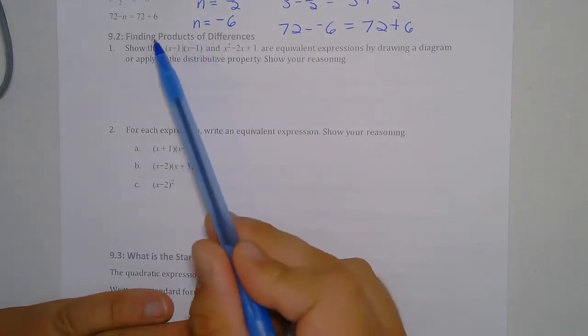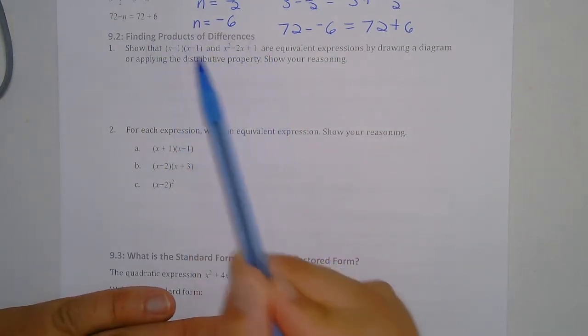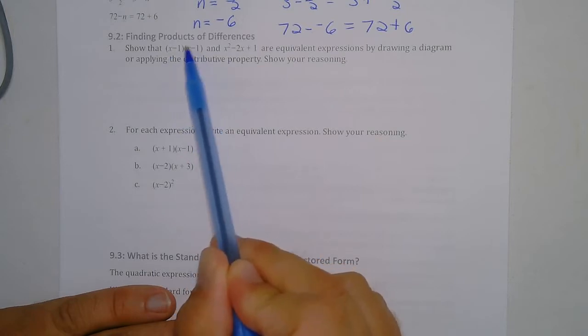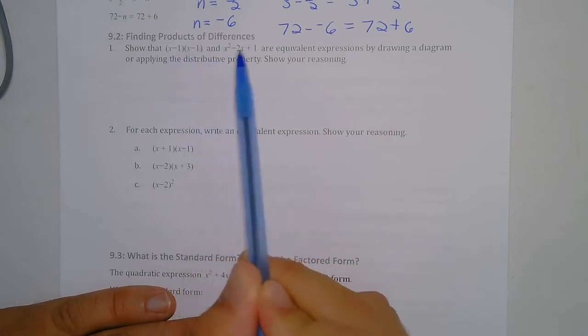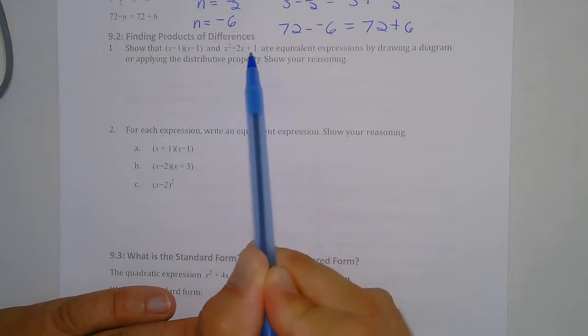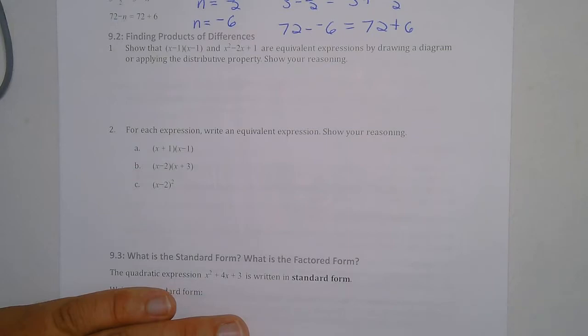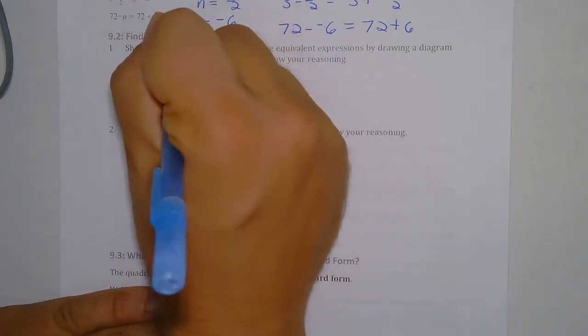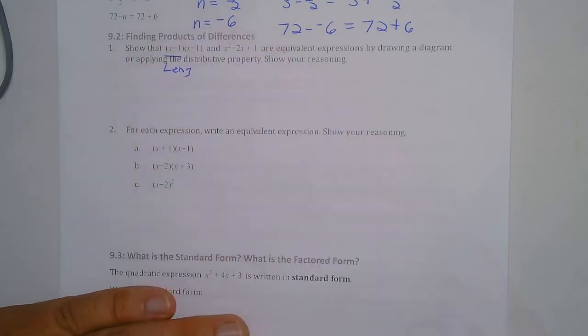For our second task, we're going to find products or differences. So we're going to show that x minus 1 times x minus 1, or that could be written as x minus 1 squared, is equal to x squared minus 2x plus 1 by drawing a diagram. So first, what we're going to do is treat this x minus 1 as the length.